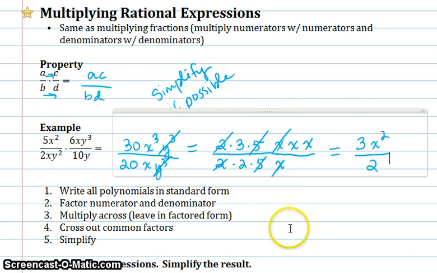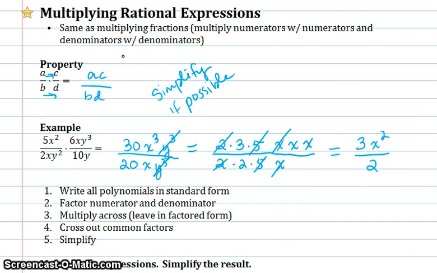Okay, so let's outline the steps for multiplying rational expressions. We're going to write all the polynomials in standard form. You'll see why this is important later. Factor our numerator and the denominator. Multiply across, leave it in factored form. Cross out any common factors, and then finally simplify our final answer. So let's do some more examples.